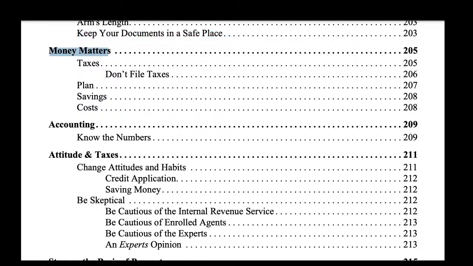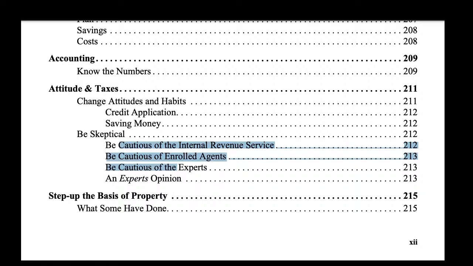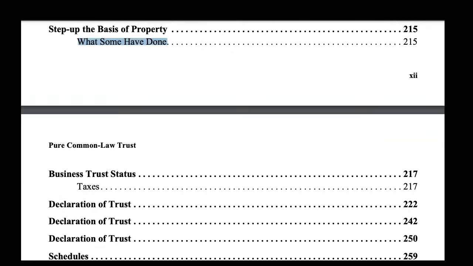And money matters. Taxes, the plans, costs, savings, accounting, knowing your numbers. Attitude in taxes, changing attitudes and habits. Credit application, saving money. And be skeptical. Be cautious of all these characters. Experts, enrolled agents, and opinion experts. And step up the basis of property. We're going to look at what some have done.